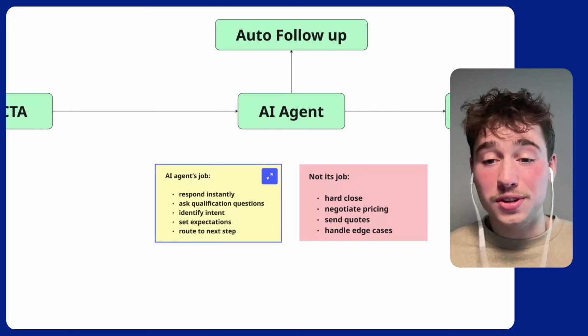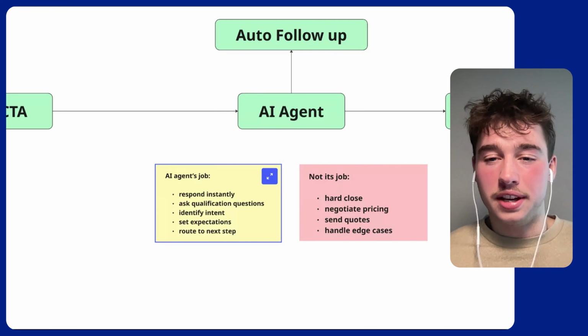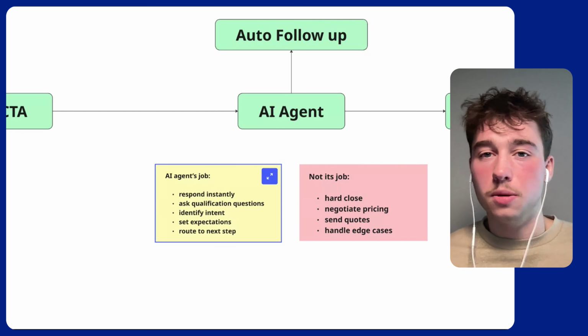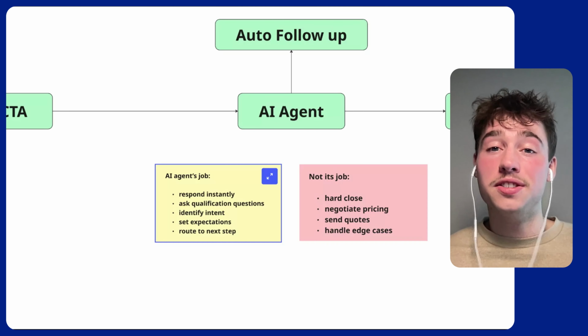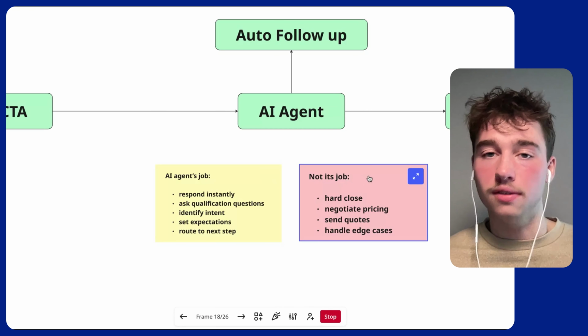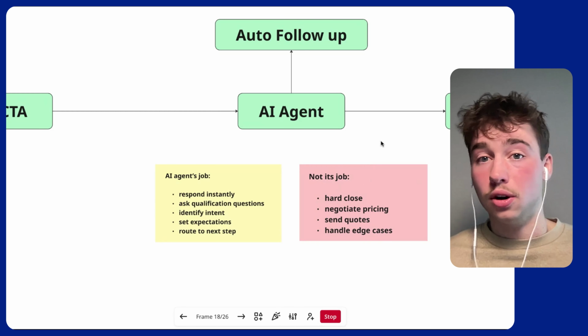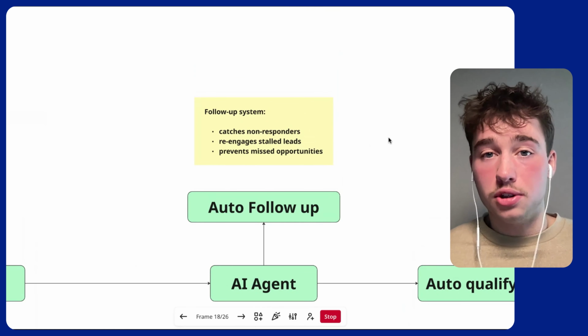It's not hard closing. It's not negotiating pricing. It's not sending quotes and writing quotes. And it's not handling edge cases, like unique situations. It'll be able to ping you and have you respond manually. So this isn't a bulletproof AI system because obviously no AI system is bulletproof. There are a lot of things that it's incapable of depending on the structure and how difficult and complex your business model is.